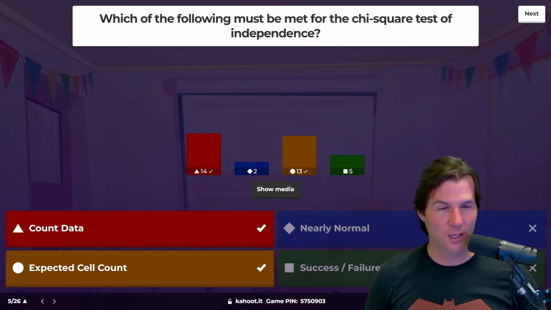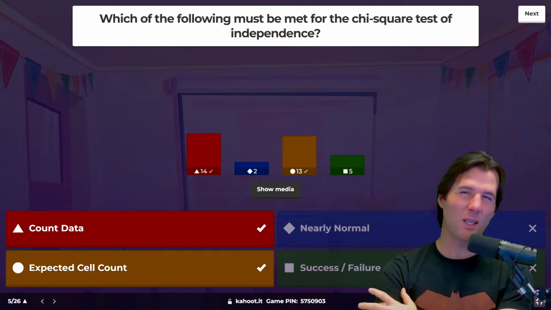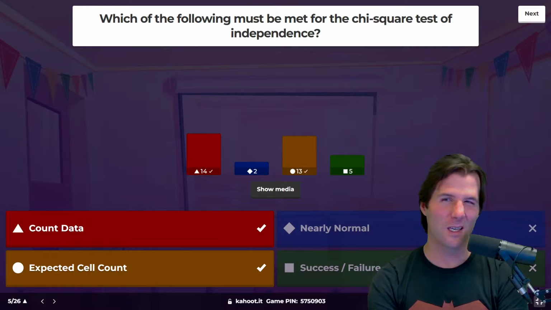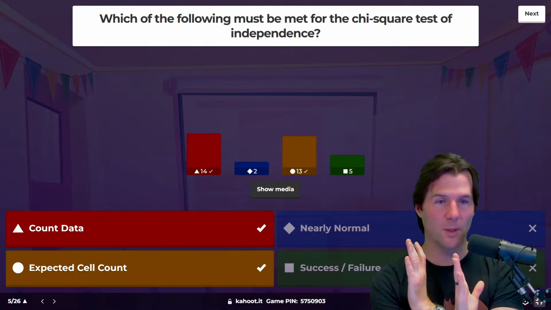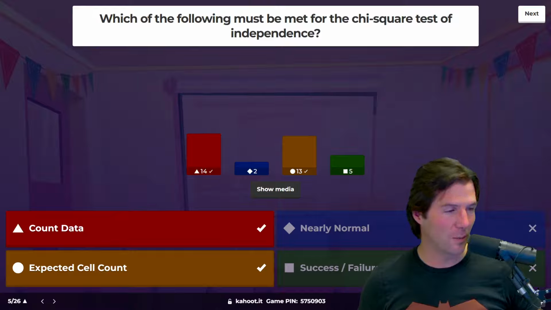Whatever's on the vertical axis, it can go vice versa. Usually they say X is independent of Y, but if X is independent of Y, Y is independent of X. Good question, Ben. So it can be X is independent of Y or Y is independent of X.